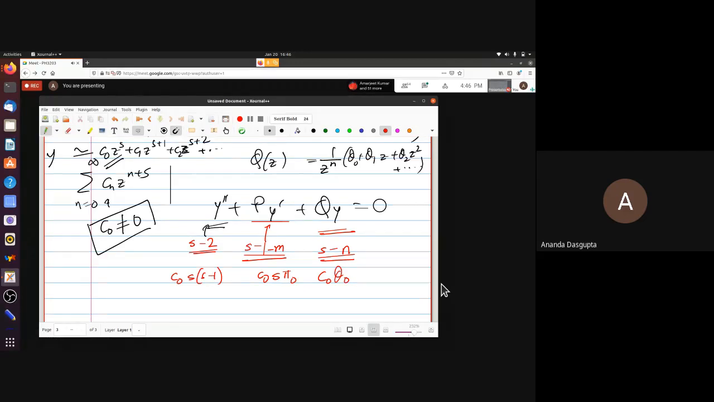Now you should see, this should be very easy. The indicial equation comes from the lowest power, right? So the question is, which one is the lowest power among the three? This one gives you a quadratic piece, this one gives you a linear piece in s, and this one gives you a term which is independent of s. Clear? So when will the quadratic piece at all be there in an indicial equation?